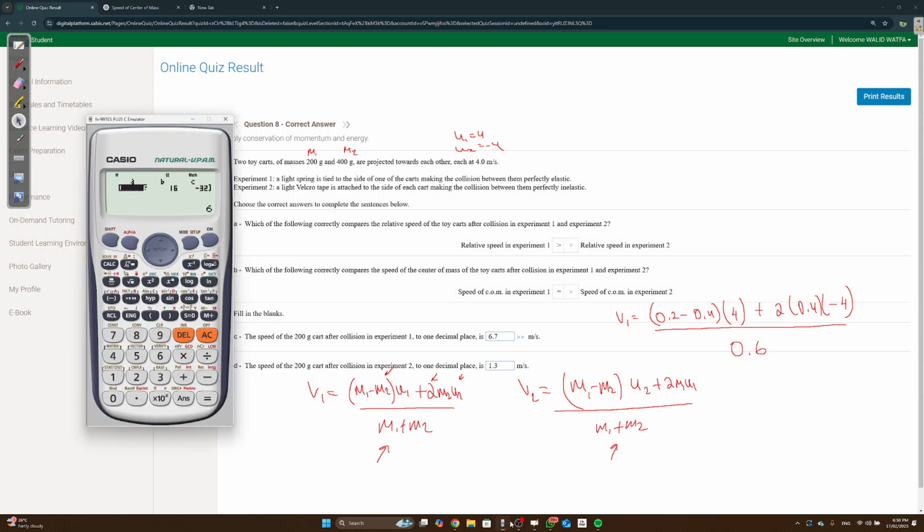Let's see, does this work? Over here, 0.2 minus 0.4, times 4, plus 2 times 0.4 times negative 4, over 0.6. You get minus 6.66667, which is the correct answer. To one decimal place, minus 6.7 meters per second. But they said speed, so 6.7 works completely fine.